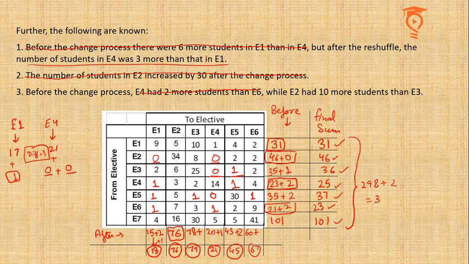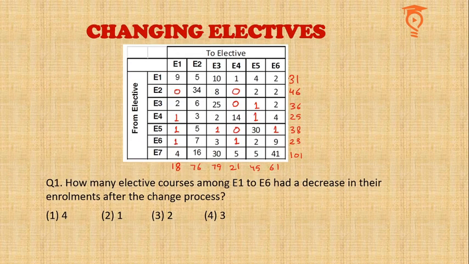So this way we are able to fill out all the empty cells with 0 or 1 as suggested by the question, and we have taken care of all these points, nothing remaining. Now we can have a look at the questions. I have condensed the entire process and I have written the final numbers, the final sums, row-wise as well as column-wise. So, first question: how many elective courses among E1 to E6 had a decrease in their enrollments after the change process?